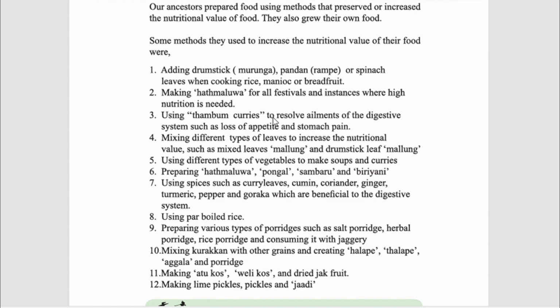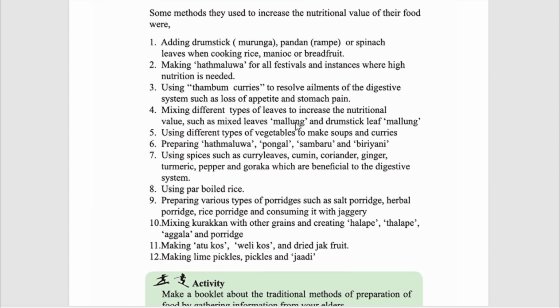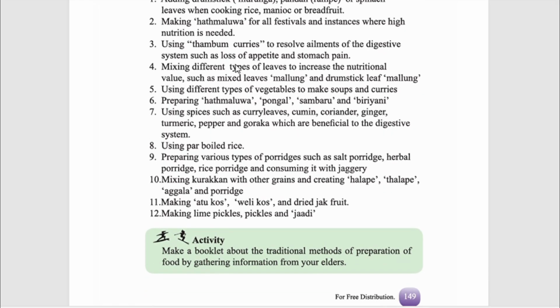Using thambum curries to resolve ailments like digestive system problems, loss of appetite, and stomach pain. For everything we are mixing different types of leaves to increase the nutritional value, such as mixed leaf mallow and drumstick leaf mallow. The other one is using different types of vegetables to make soups and curries. This one is also very important. Preparing hatmalu, pongal, sambaru and biryani, those things are very important. It adds a lot of nutritional value.